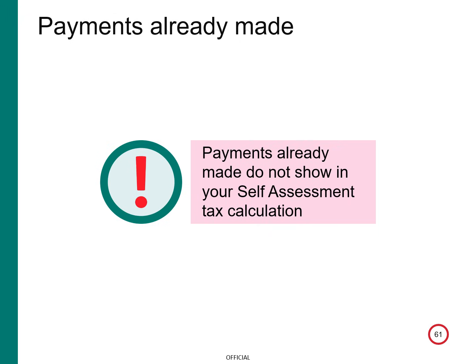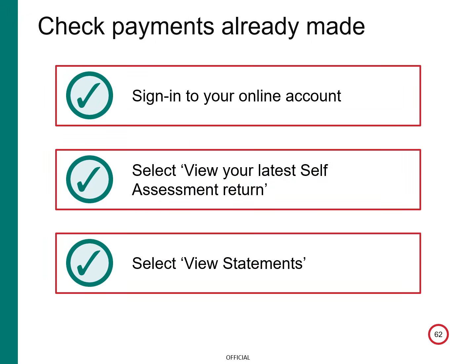To check the payments made, sign in to your online account and select the option to view your latest self-assessment return. Then select View Statements. The amounts paid will show as a credit on your self-assessment account. If your return has been processed and the amount is becoming due, the payments made will show as being taken off the amount due from your tax calculation.